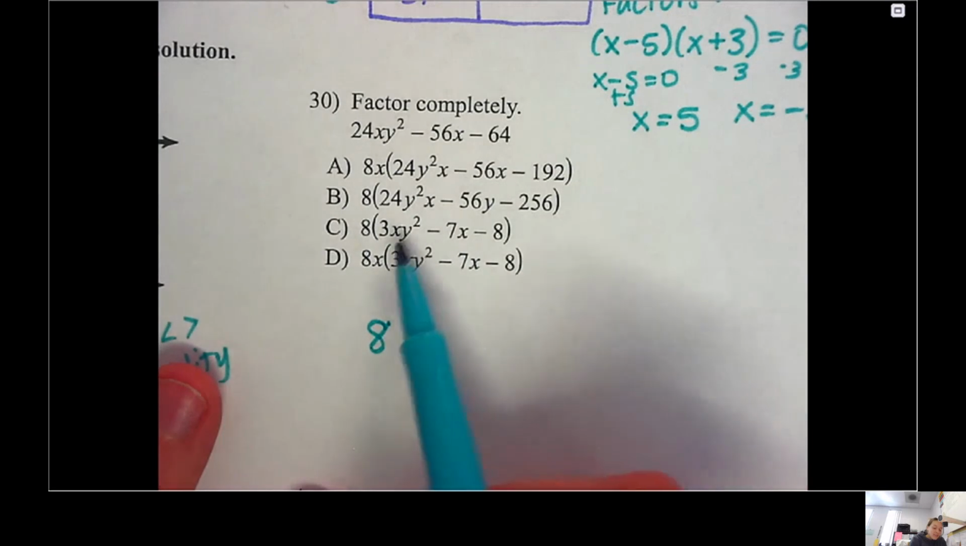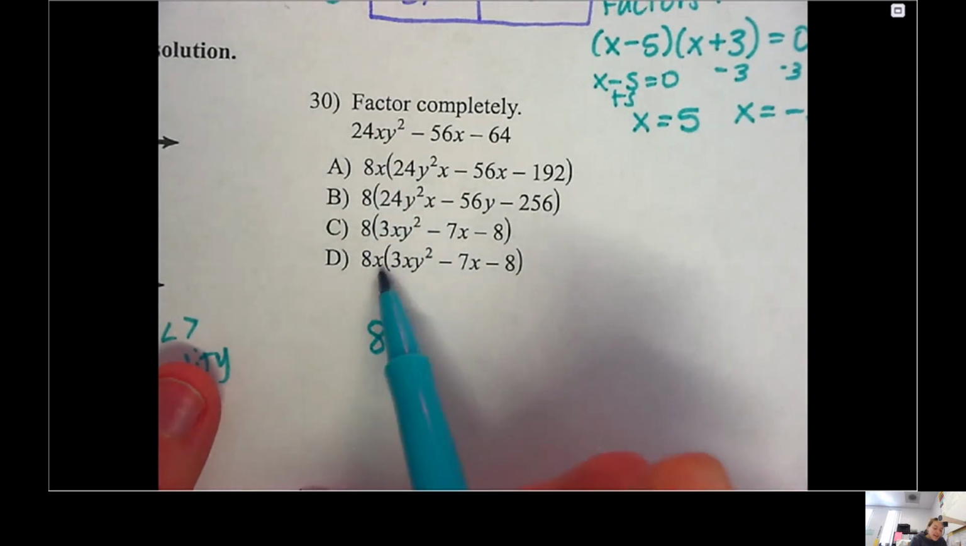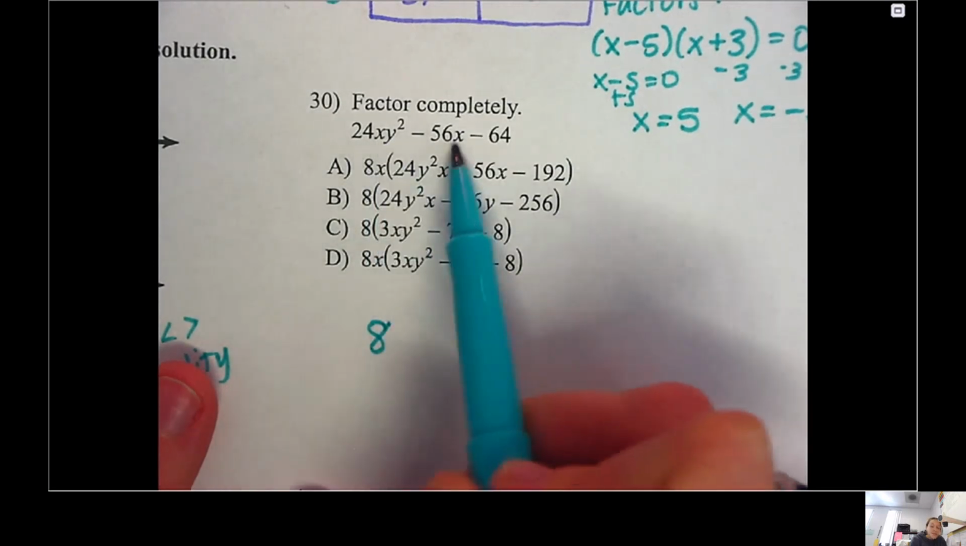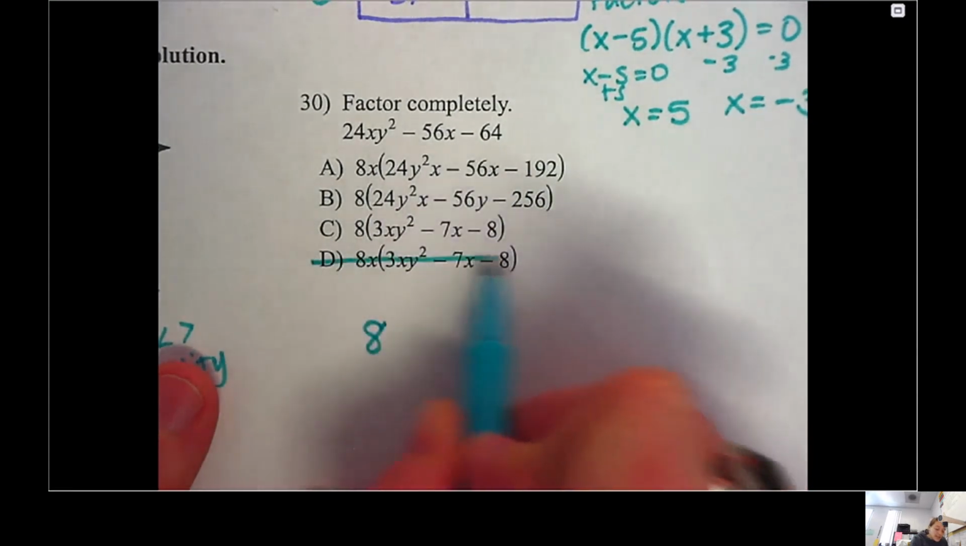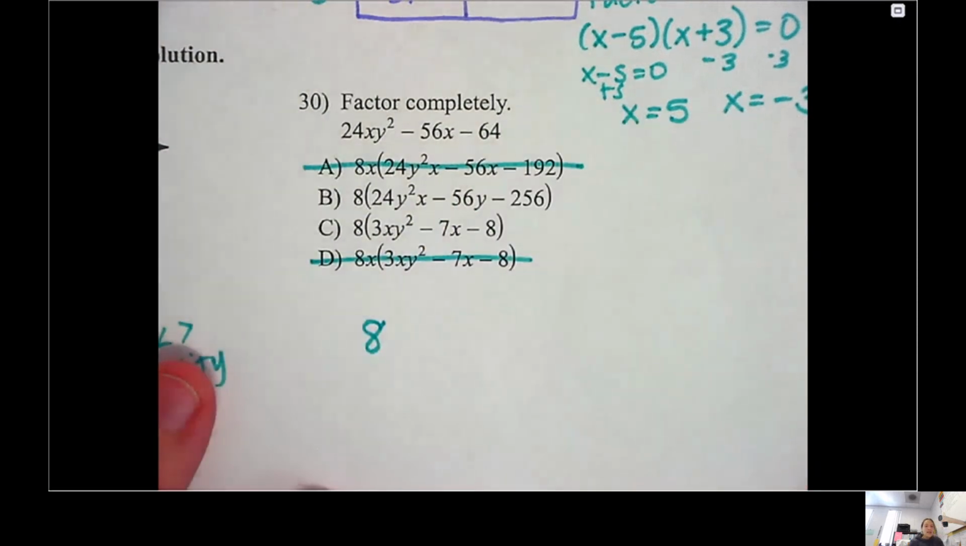Now, some of these have an X here. I can't pull out an X because not all of them have an X. The 64 does not have an X. So just by looking, I can tell D and A are not correct. It's going to have to be one of the other two.